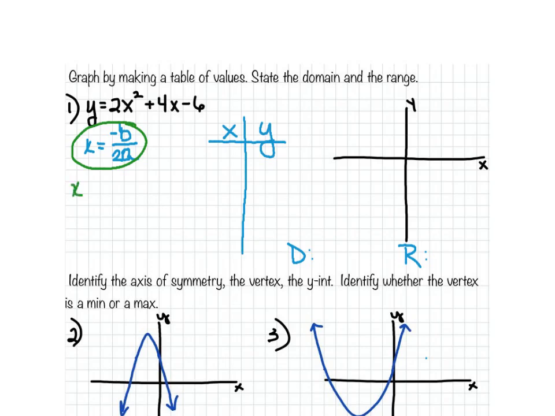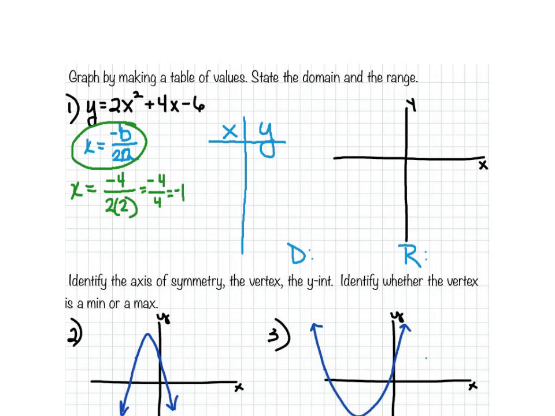So here we go. x equals negative b. If b is positive 4, then the opposite of positive 4 is negative 4, over 2 times a, which is 2. So negative 4 over positive 4 would be negative 1. So my axis of symmetry is along x equals negative 1.